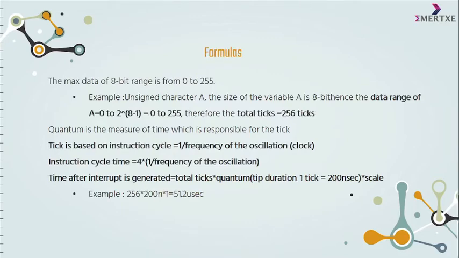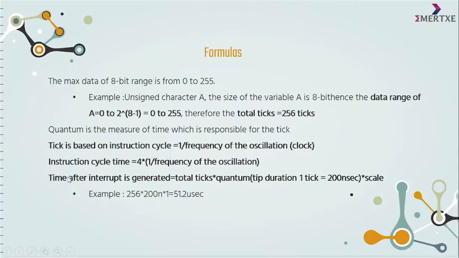Some formulas we used: the data range of any unsigned character is from 0 to 2 power number of bits minus 1, and the total ticks, for example here, from 0 to 255. The total ticks is 256. A tick is based on one instruction cycle. It's 1 over the frequency of the oscillator clock. And the instruction cycle time is 4 times the tick.